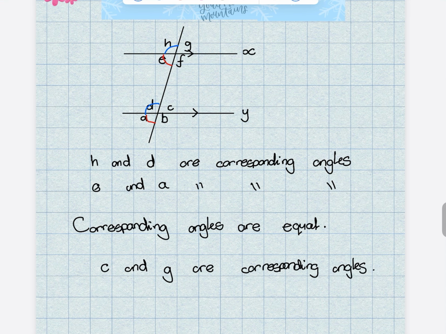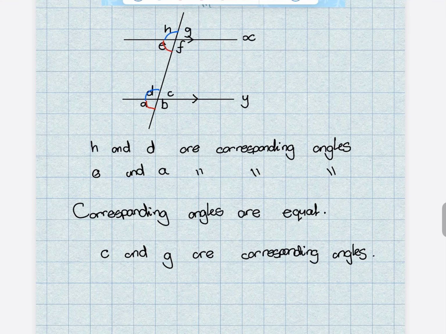Okay. Right. Which other angles are corresponding? Let's use the same colors. C and G are corresponding angles. The other angles which are corresponding to each other are F and B.